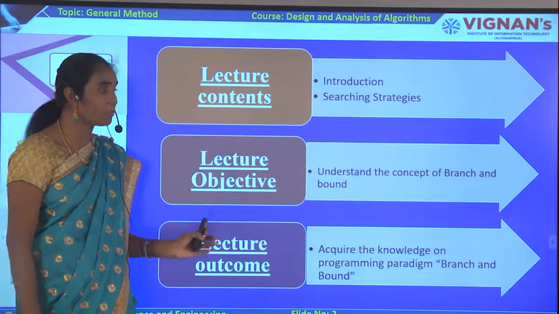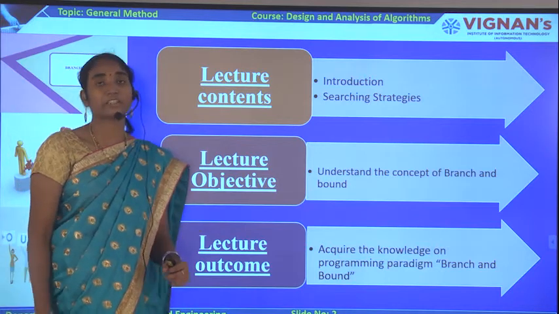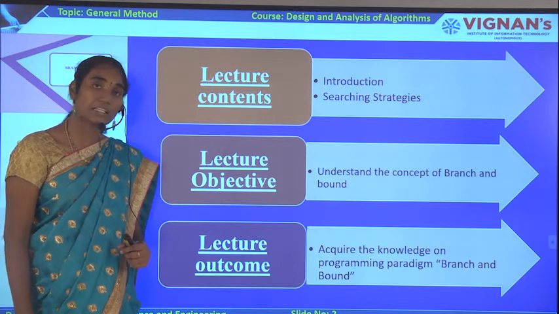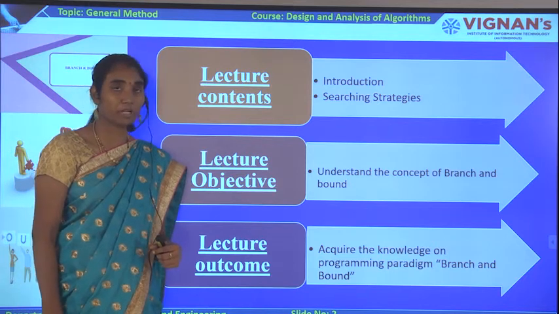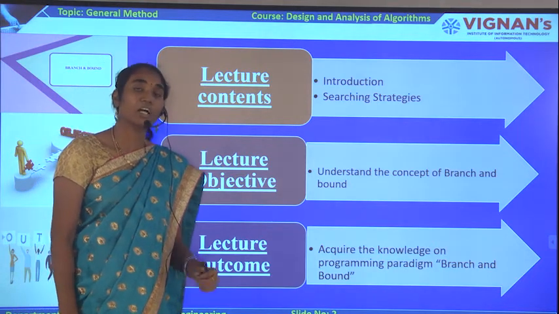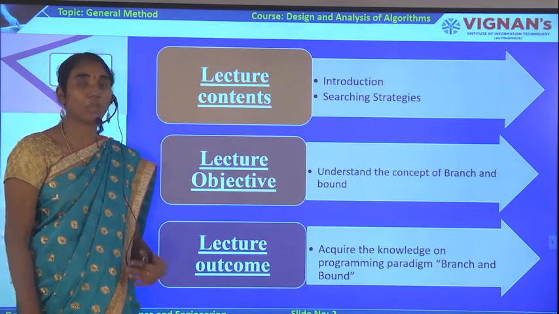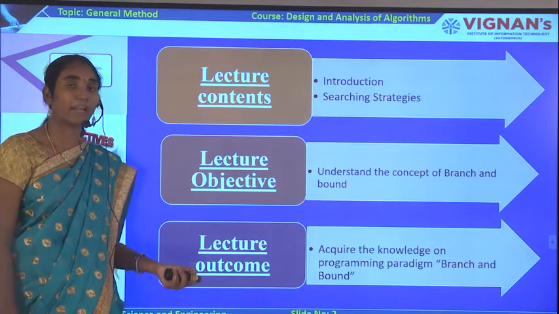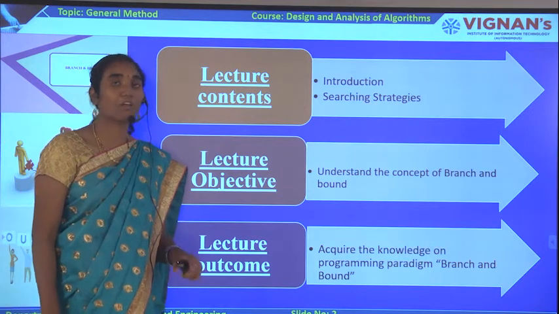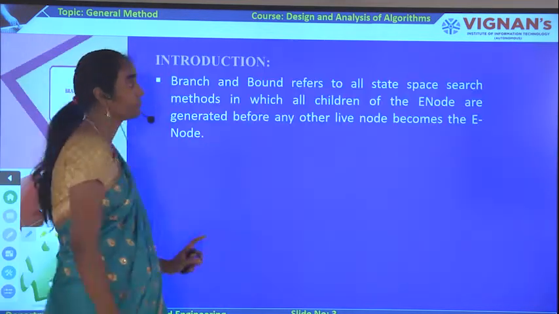Now, coming to the objective. The main objective is that the students are able to understand the concept of branch and bound. As the outcome, after learning this lecture, the students are able to acquire knowledge on branch and bound and can apply the branch and bound technique on a given application.